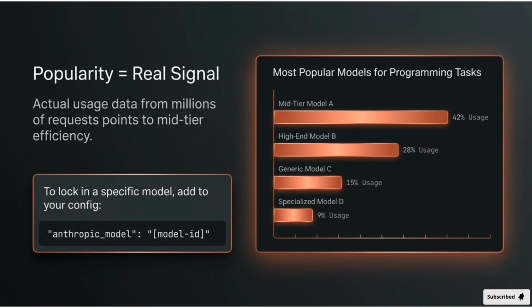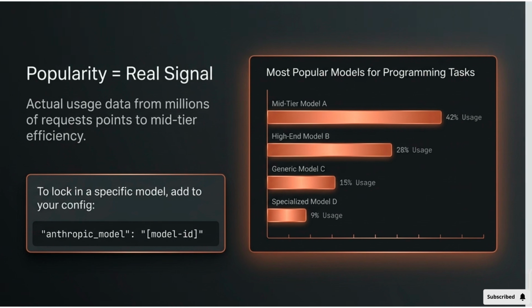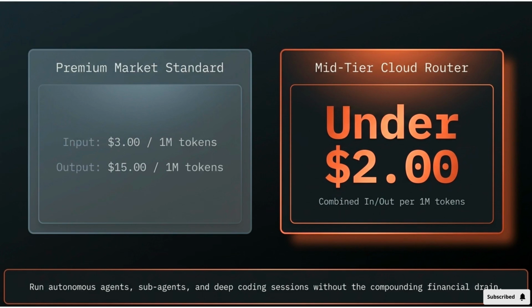Usage data shows that mid-tier models offer the best efficiency for programming tasks. You can lock in a specific model by adding ANTHROPIC_MODEL to your config. The mid-tier cloud router dramatically reduces costs to under $2 per 1 million combined input/output tokens, allowing you to run deep coding sessions without financial drain.